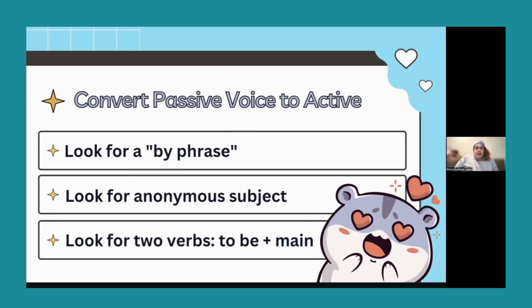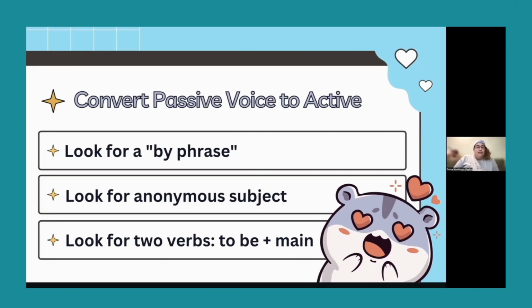So for example, you can look for a "by" phrase. If your sentence has the word "by" in it, often that's a giveaway. Like, the documents were edited by Mike. Mike is the subject of that sentence, but he's not an active subject in that case. So it's a really easy way to tell, oh, this is a sentence I can change around. I can make Mike the active subject.